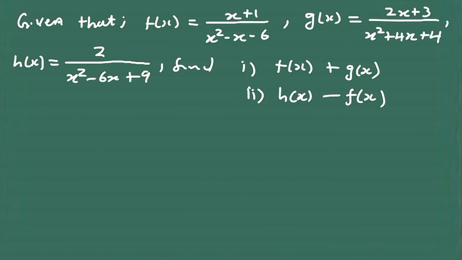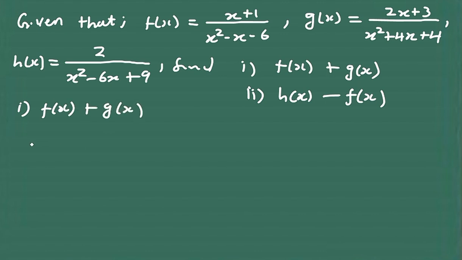Now we have a question. Given that f of x equals x plus 1 all over x squared minus x minus 6, g of x equals 2x plus 3 all over x squared plus 4x plus 4, and h of x is given to be 2 all over x squared minus 6x plus 9. So we are to find first f of x plus g of x, and h of x minus f of x. So first we take the first question, which is f of x plus g of x.